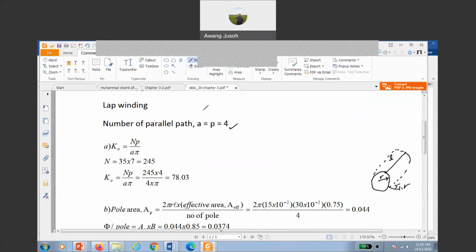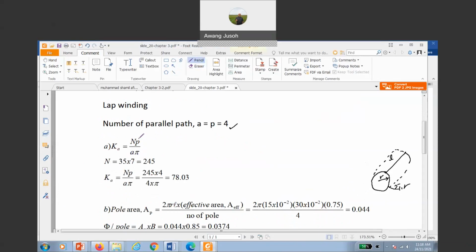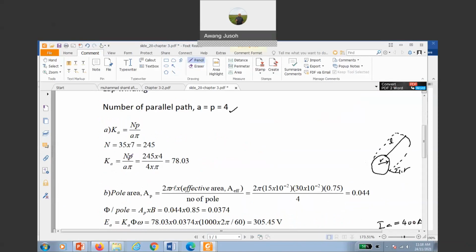Ka equals Np over pi A. Np is the total number of turns, so it's equal to 35 coils multiplied by 7 turns. In this machine, we got 245 turns altogether. Then we can find Ka. Ka equals 245 multiplied by 4, divided by A equals 4, divided by pi, and we got 78.0. This is the machine constant Ka for this particular armature.